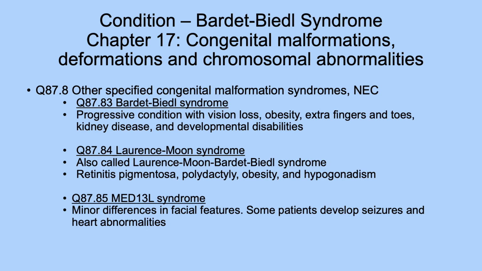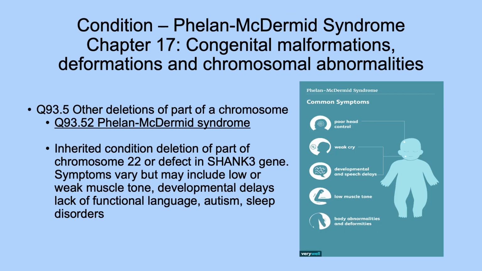So under Q87.8, there are a number of different conditions that have been added. Q87.83, Bardet-Biedl syndrome, Q87.84, Laurence-Moon syndrome, and Q87.85, MED13L syndrome. And here's a description of these. Added to subcategory Q93.5, you have Phelan-McDermid syndrome, a chromosome deletion with weak muscle tone and developmental delays.